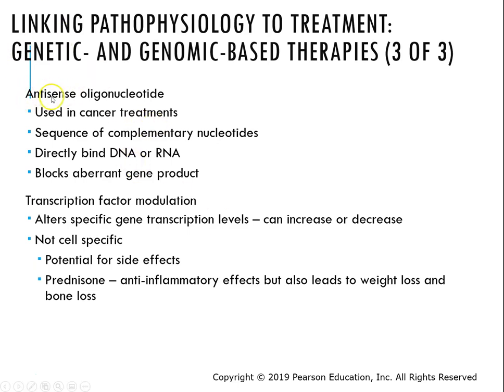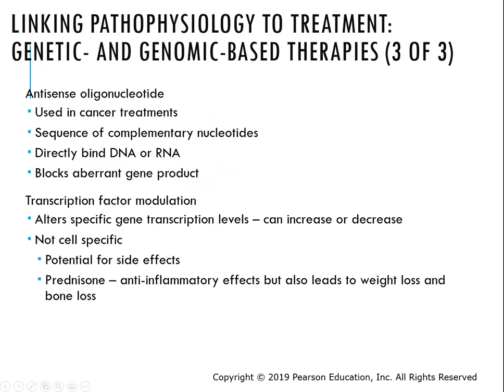There's some other examples here. Antisense oligonucleotides. So it says they're used a lot in cancer treatments. Basically, it takes a sequence of complementary nucleotides, meaning if we're talking about a sequence in DNA, say ATGC, it's going to take the complementary sequence, right? TACG. That complementary sequence can bind to the target via complementary base pairing, and it can block the gene product, the disease or aberrant gene product, from being produced.